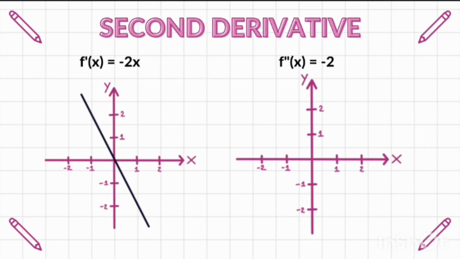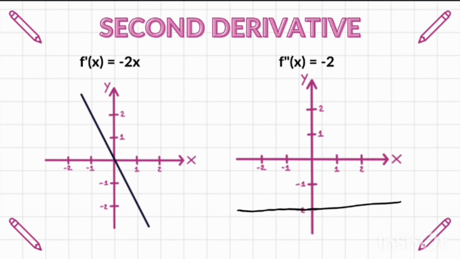Now, what about the second derivative? How to graph it? If the first derivative is minus 2x, then the second derivative equals minus 2. That's why we are going to draw a horizontal line at minus 2. This decision can be supported by the fact that the slope of the first derivative is constant. It's always decreasing, with its slope being minus 2.